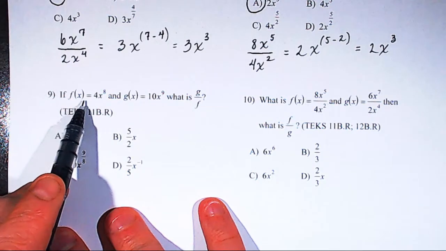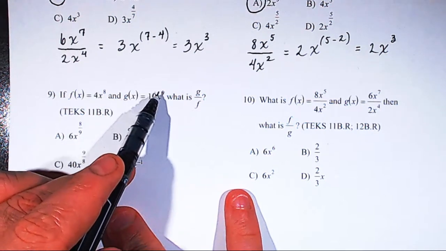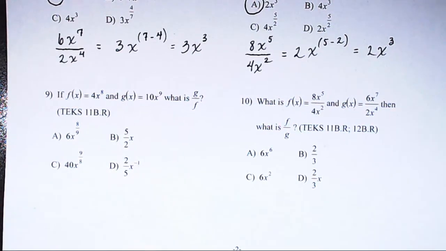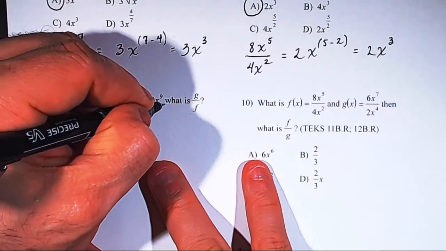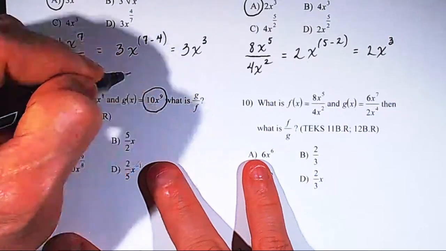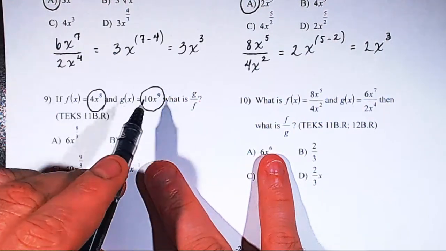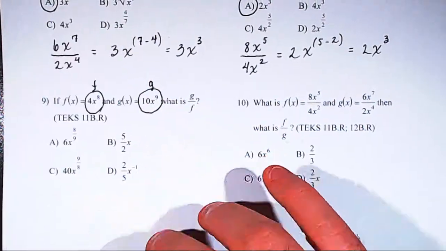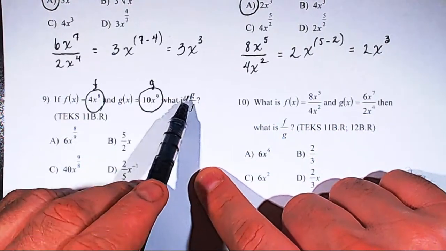But it says if f of x equals 4 times x raised to the 8th power and g of x equals 10 times x to the 9th power, what is g divided by f? All right, so first, the student needs to unpack this information. Say, what is being asked of me here? Well, what's being asked of you, student, is that you take this expression and divide it by this expression, because you're going to divide g by f.